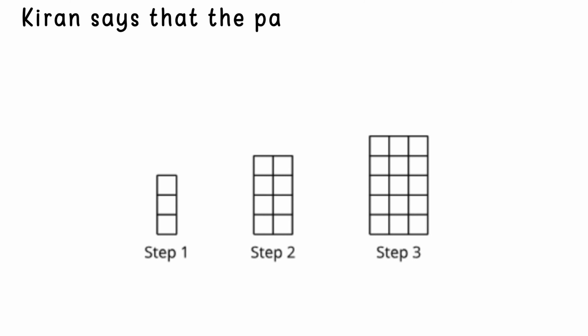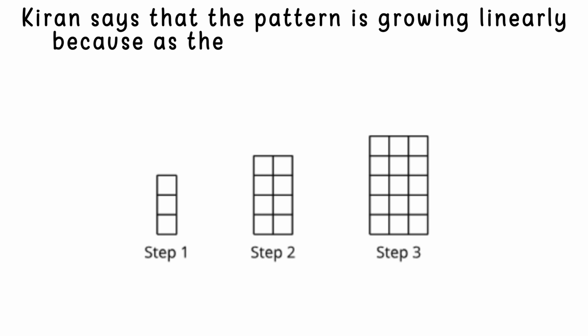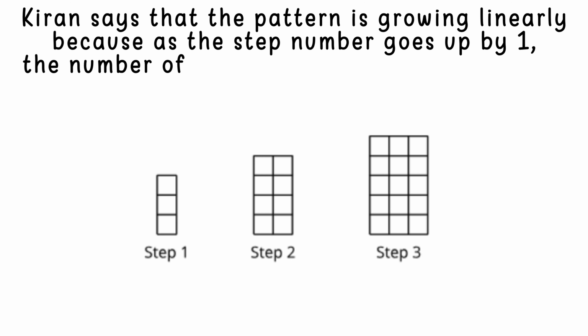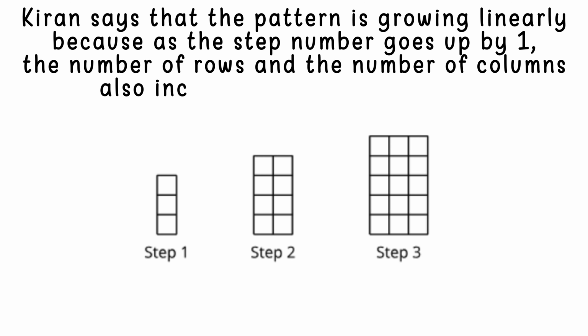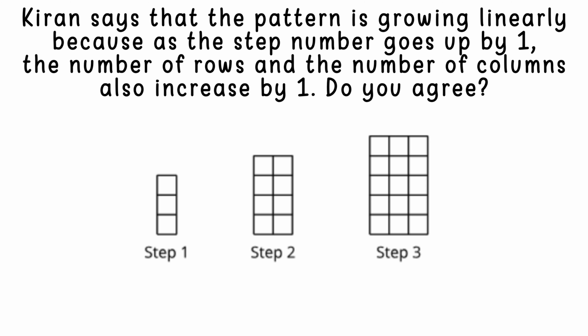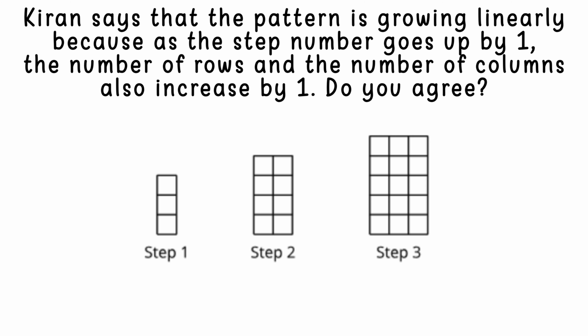In this example, Kieran says that the pattern is growing linearly because as the step number goes up by 1, the number of rows and the number of columns also increases by 1. Do you agree? So let's start by looking at the shapes that were given. In step 1, we have one column with 3 rows in it, and in step 2, we increase it to 2 columns and increase it to 4 rows. And then in step 3, we add one more column and one more row. So Kieran is correct that each step number does increase by 1 row and 1 column.